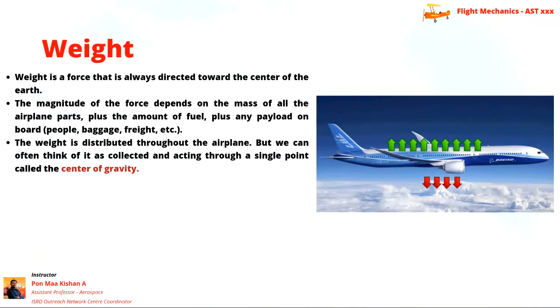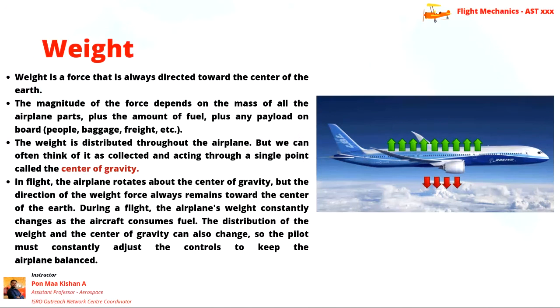The weight is distributed throughout the airplane, because at the center of gravity we have to balance them, right? So we have to balance the aircraft. That's why the weight is distributed throughout the airplane. But we can often think of it as collected and acting through a single point called the center of gravity. I hope that you know that well, right? Suppose the airplane rotates about the center of gravity, the direction of the weight force always remains towards the center of earth.